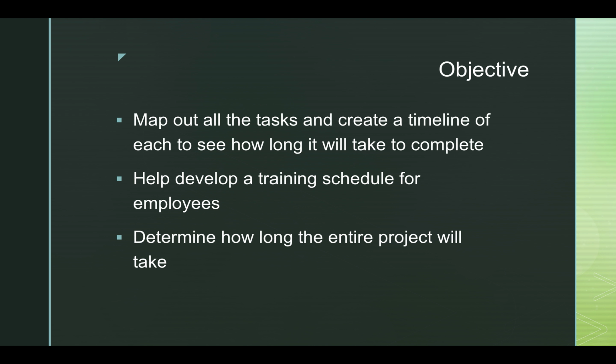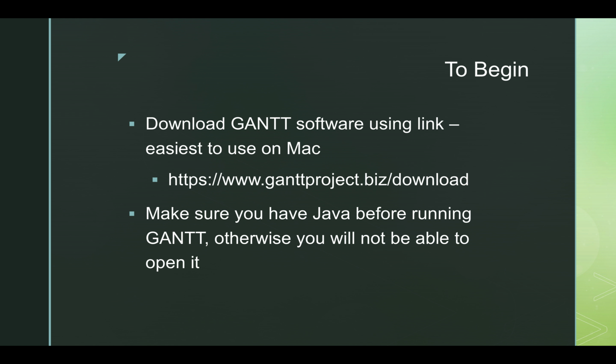The objective of this project is to map out all the tasks and create a timeline of each to see how long it will take to complete. It can also help us develop a training schedule for employees, and it can help us determine how long the entire project will take. To begin, you need to download the Gantt software using this link.